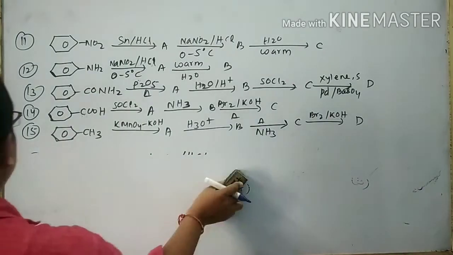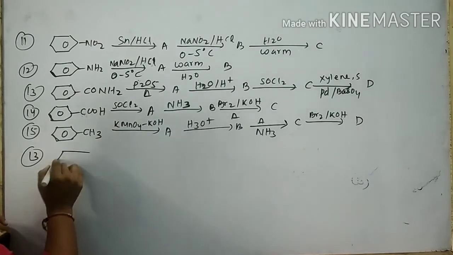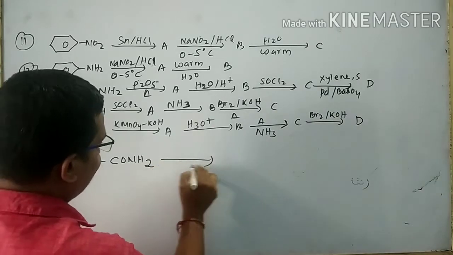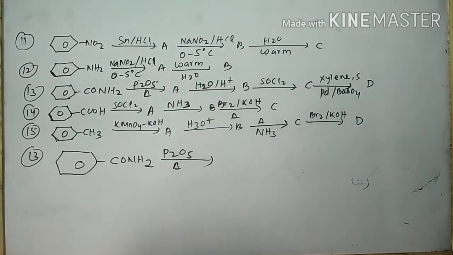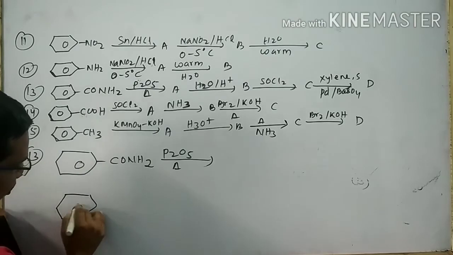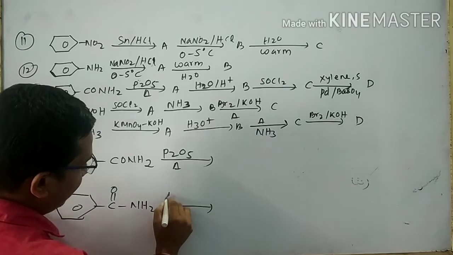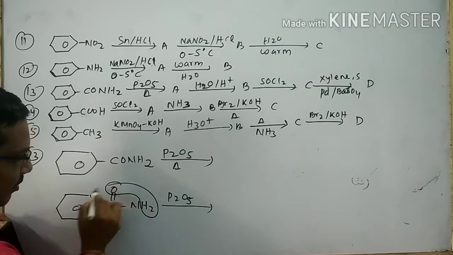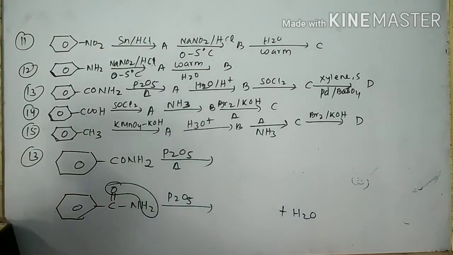Next I will do question number 13. In question 13, benzamide is given. This is your benzamide and it is subjected to reaction with P2O5. Heat is given. P2O5 is a dehydrating reagent. Look at that. This is the structure of benzamide. If I give the P2O5, then what will happen? There is a loss of a water molecule, which is done with the help of P2O5.